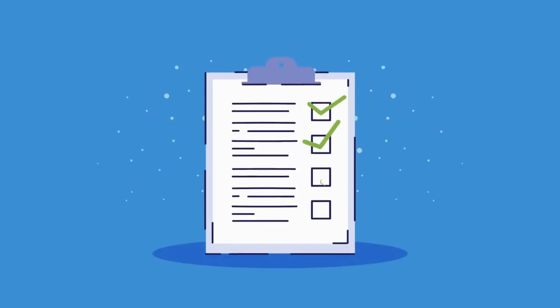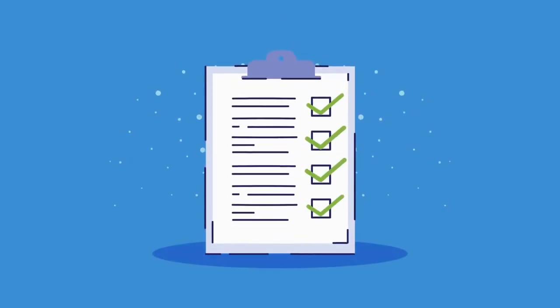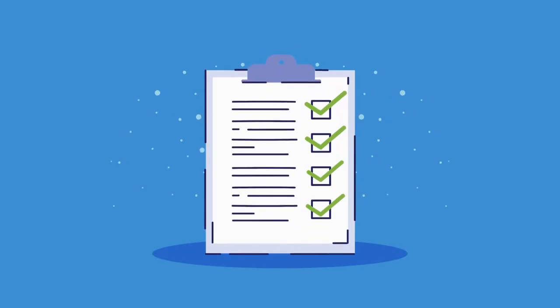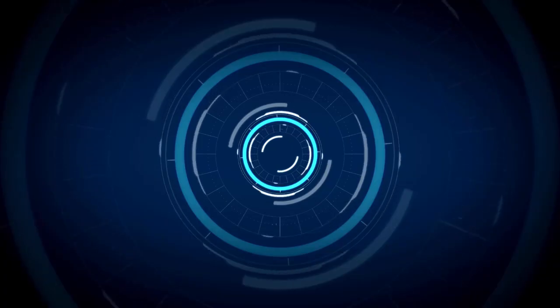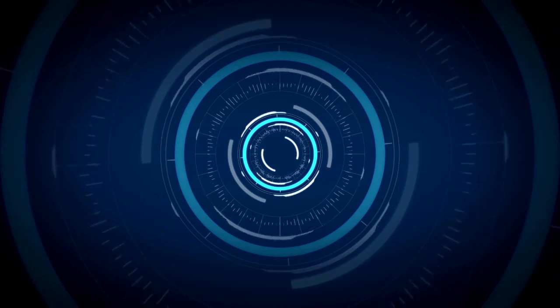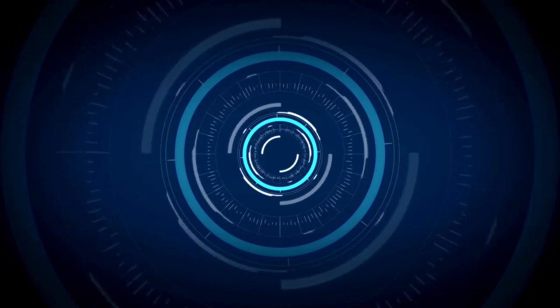You may want to adapt this checklist if you are affected or if you think you might be affected. First, inventory all your EBS instances. Find out where they are hosted and prioritize any that are internet-facing. Next, apply Oracle's official patch. The official hotfix eliminates the vulnerable code path once and for all. The third step, you have to verify. Once patched, test normal business operations and scan the endpoints to make sure the vulnerability no longer responds.